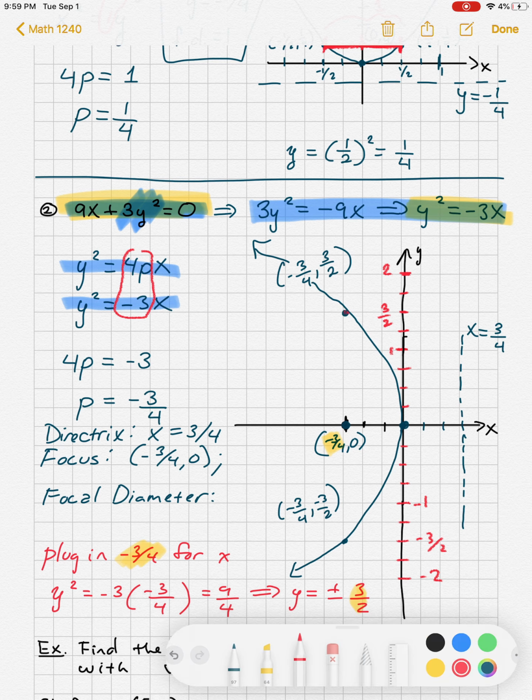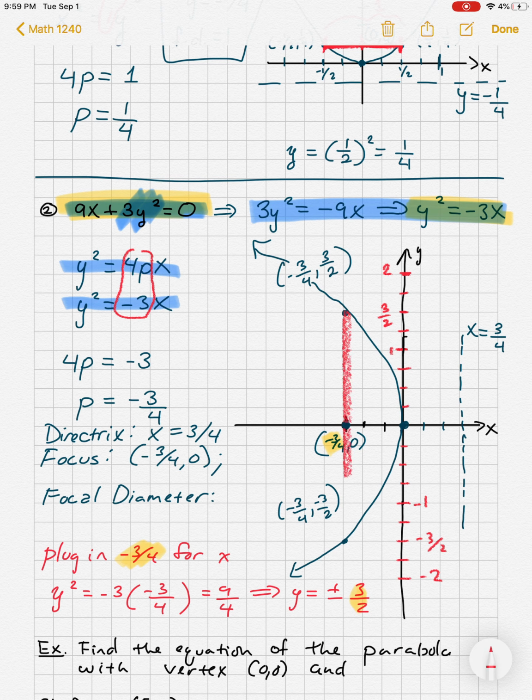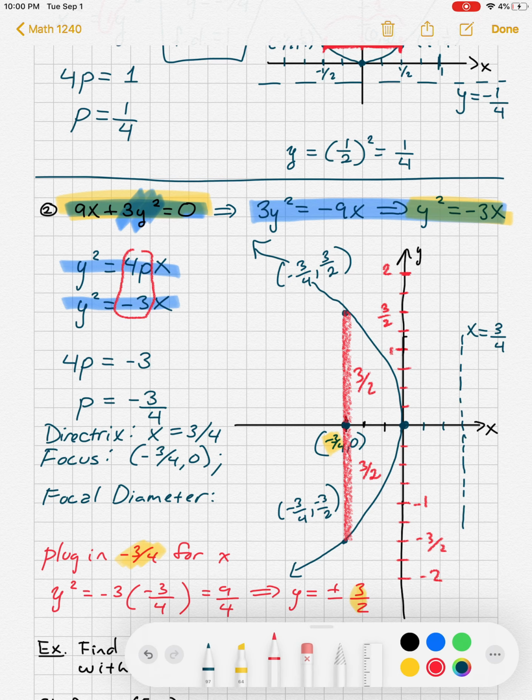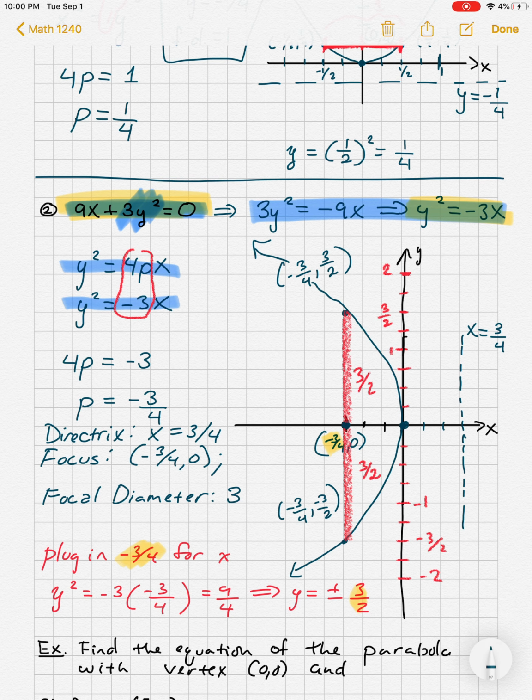So when I'm looking for that focal diameter, I'm looking for this distance. I've got a distance of 3/2 plus another distance of 3/2. So 1.5 plus 1.5 is 3. So that focal diameter is actually 3. That's a cool one.